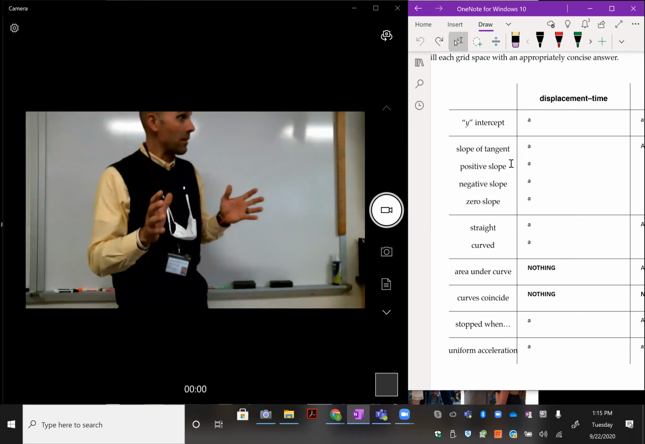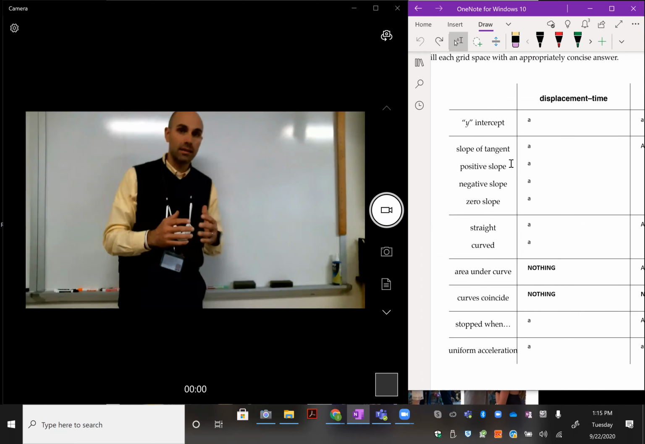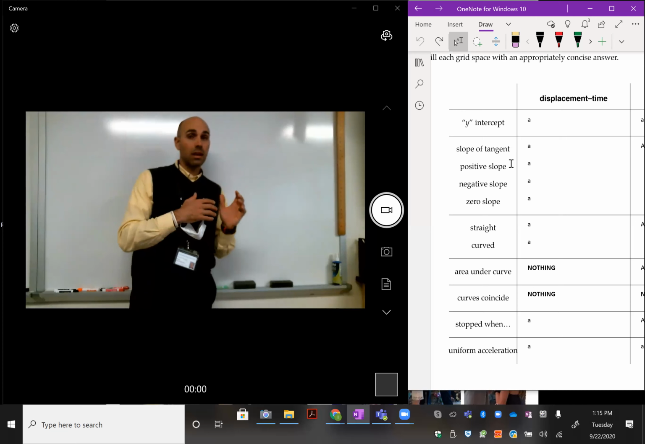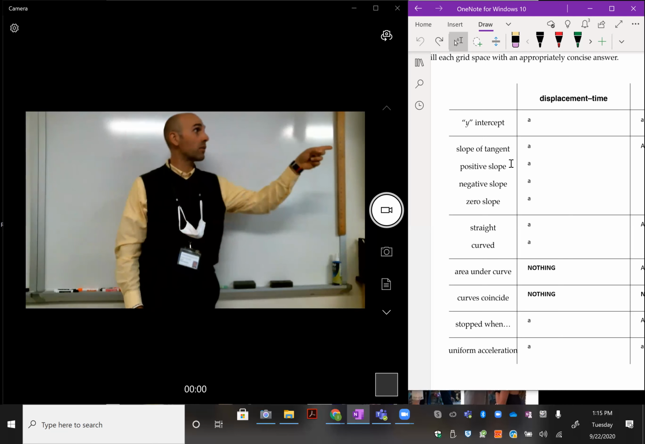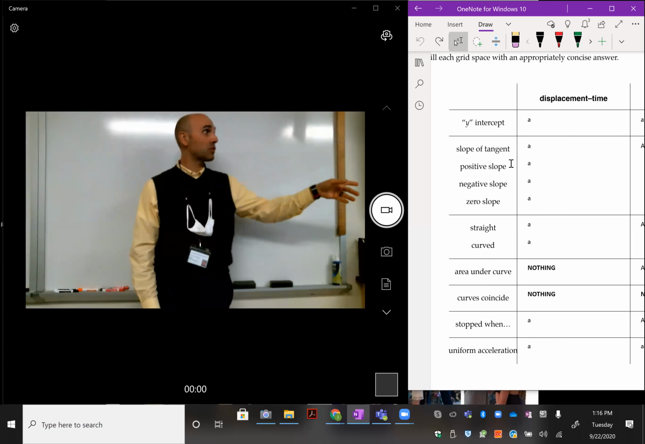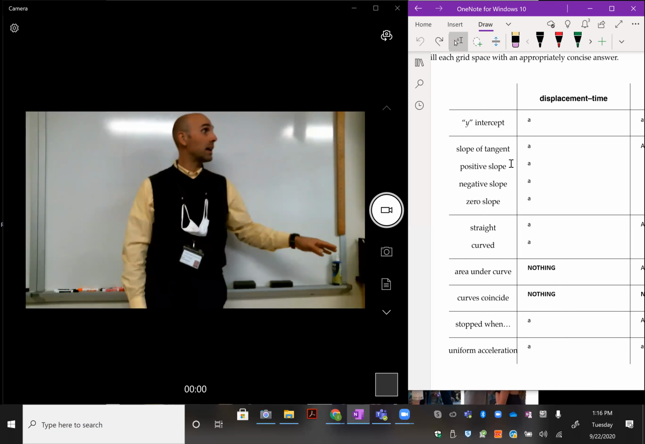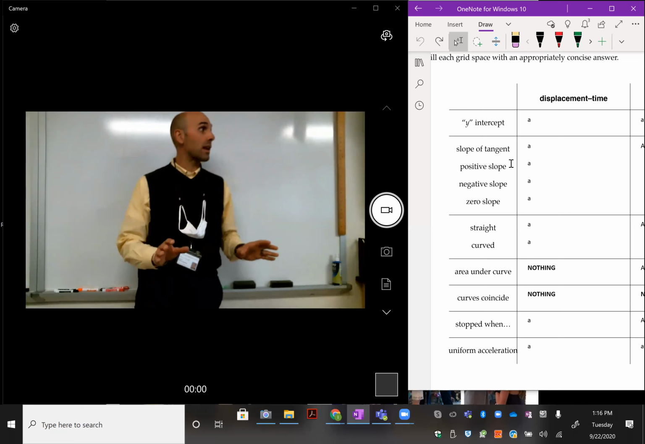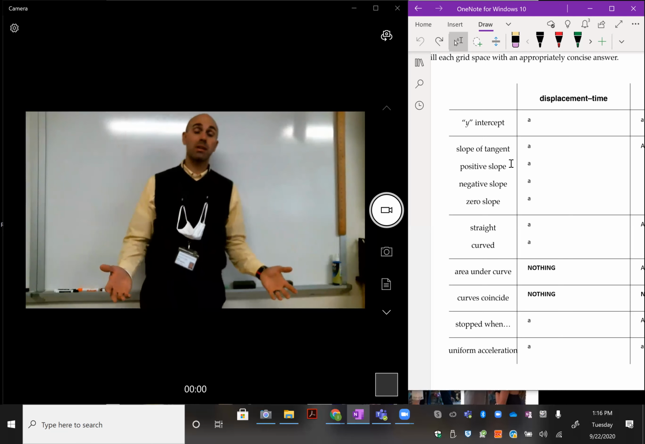So welcome, everybody. We're going to get some graphs up here, so we can see exactly what these graphs look like and how to pull the information for the sheets: the y-intercept, the slope of the tangent, the positive slope, the negative slope, the zero slope. I feel like a weatherman. Whether the line is straight or has a curve to it. Area under the curve, we're not doing anything with that yet. We're going to get to where it stops, and then we'll ask, what does a uniform acceleration look like?